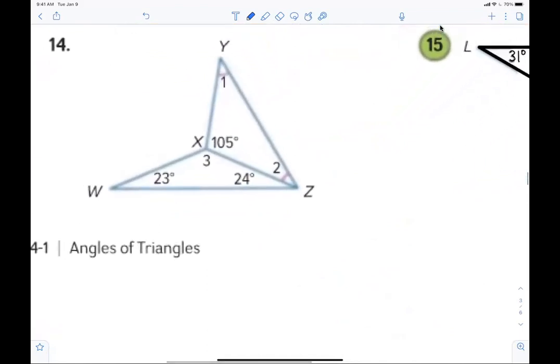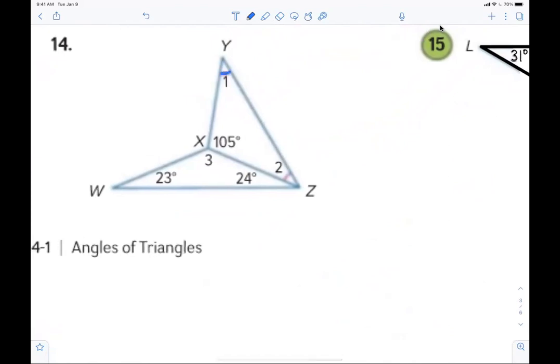Okay, now what's true about angle 1 and angle 2? They're congruent. Why? Because they're marked congruent. All right, that's kind of hard to see, right? That's congruent to that. Does everybody see that? So then what do angle 1 and angle 2 equal?